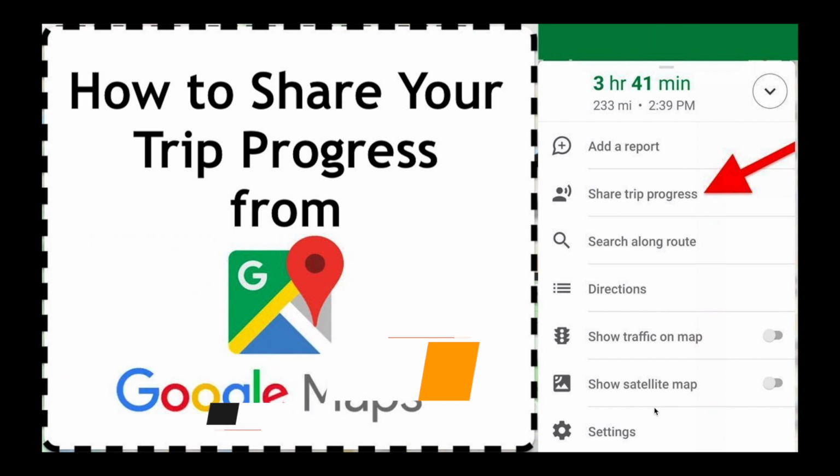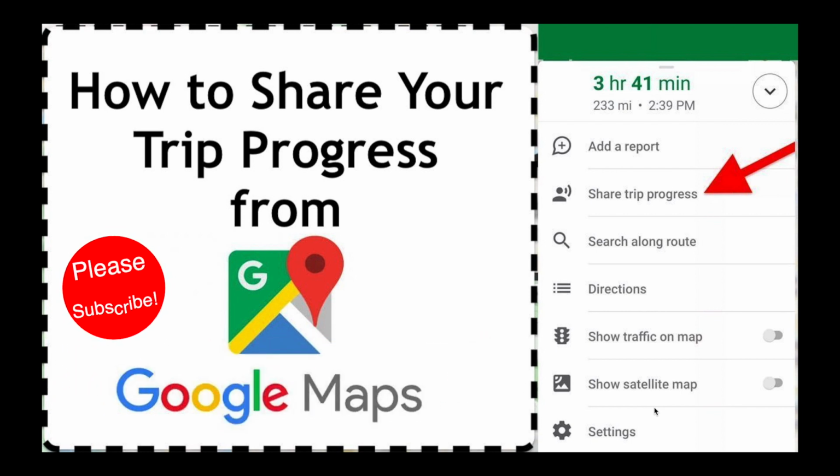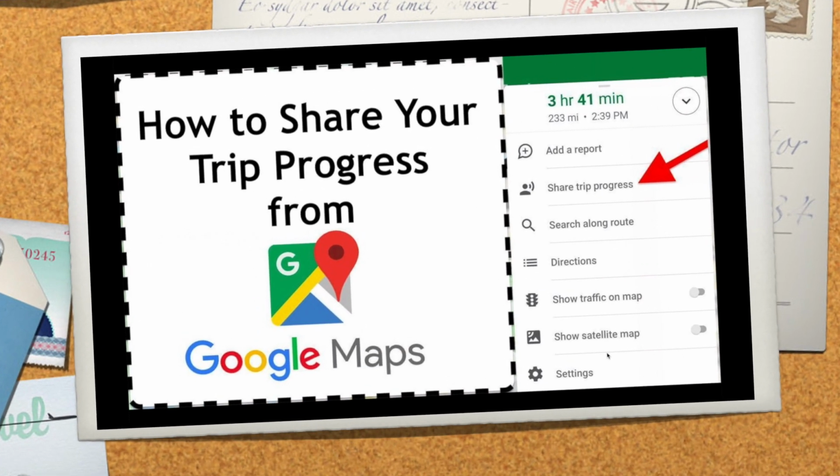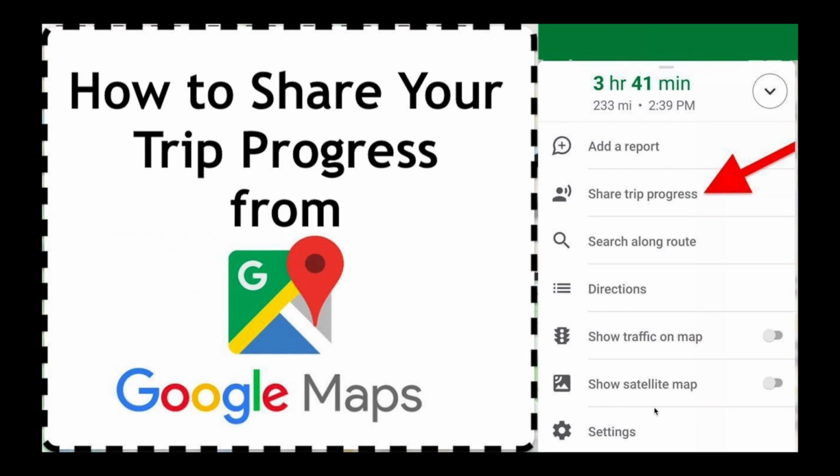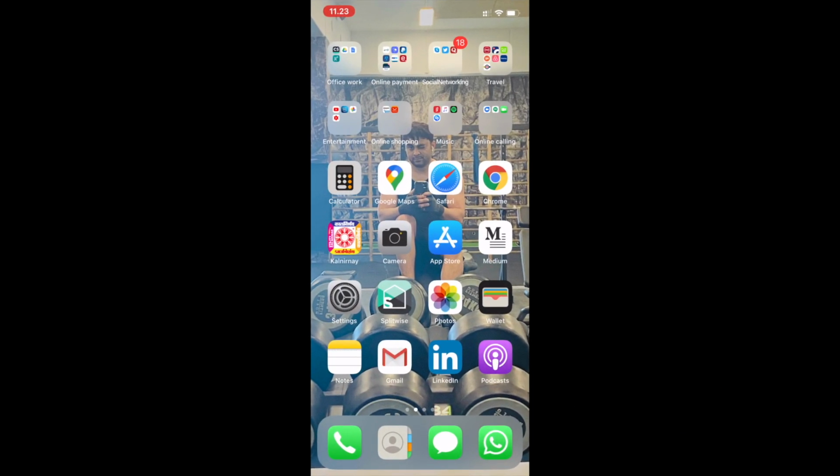In this video, I am giving you a demonstration on how to share your trip progress from the Google Maps app. Quickly share your estimated arrival time. The Google Maps app for Android and iOS devices has a new feature that allows you to share your estimated arrival time with your friends. Watch this video and learn how to share trip progress on the Google Maps app for Android and iOS devices. So let's start the demonstration.